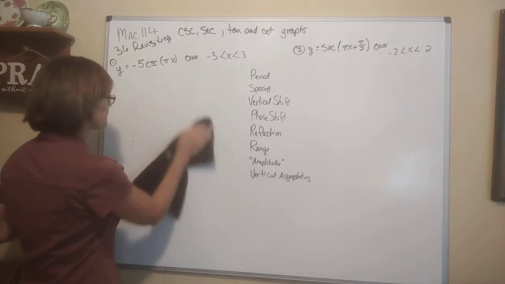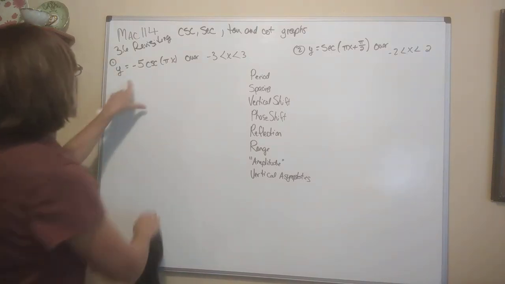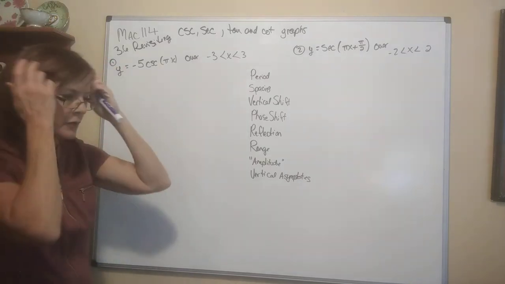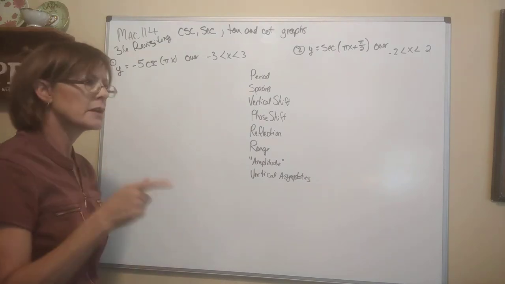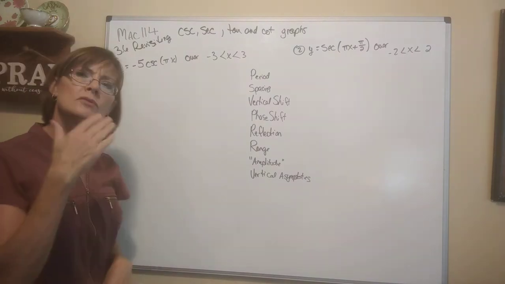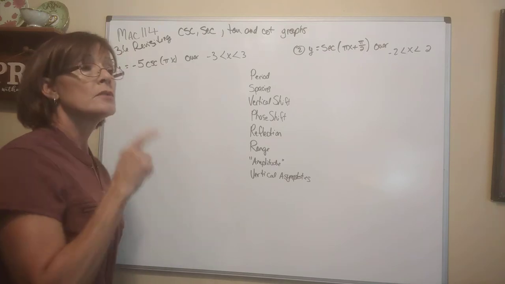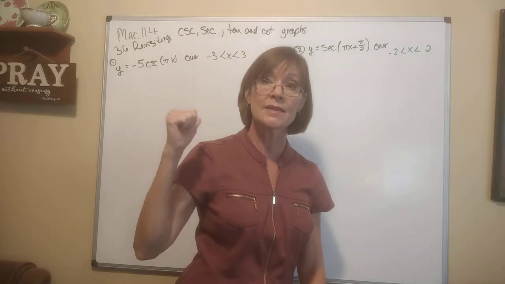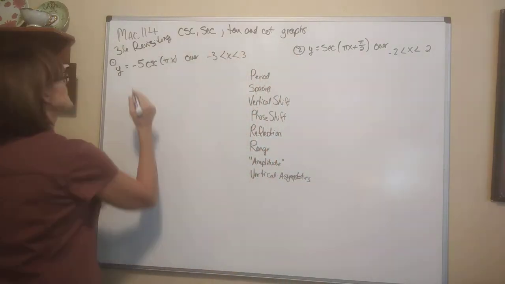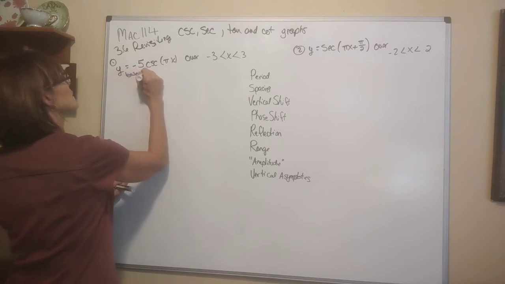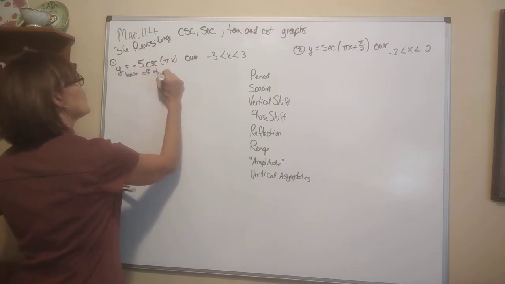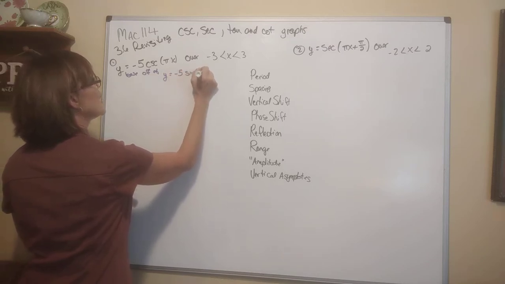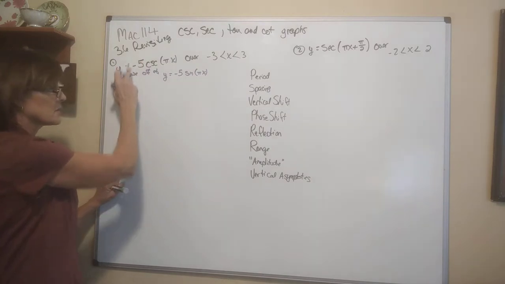So here we go. If they ask us to graph this negative 5 cosecant of pi x over this interval, the first thing we want to do is say cosecant relates to sine or cosine. Cosecant is 1 over the sine, so it relates to sine. So I'm going to base this graph off of y equals negative 5 times the sine of pi x. This is what I'm going to base this graph off of.